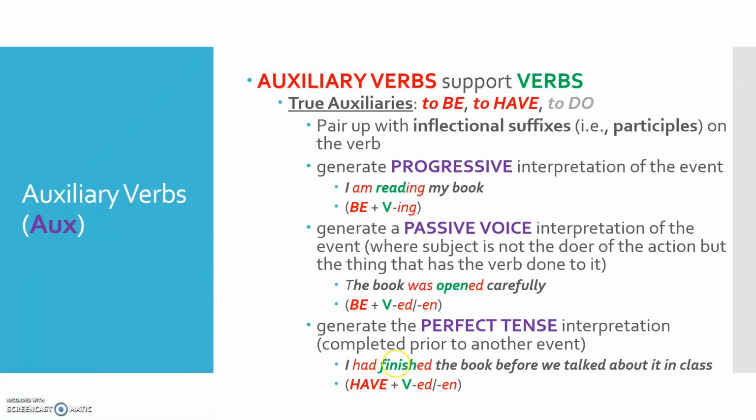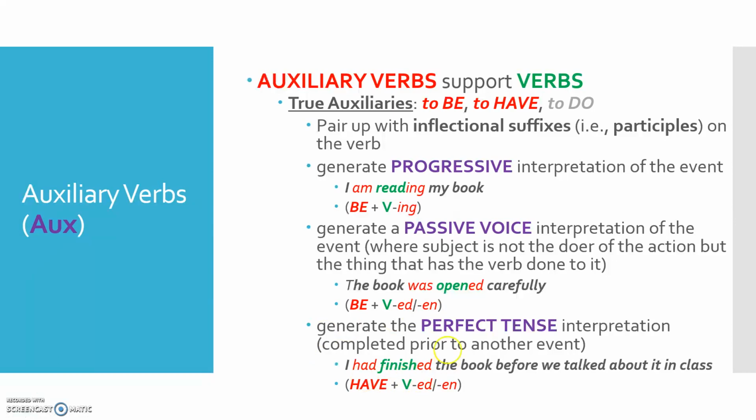Okay, the third kind of pairing is pairing the auxiliary verb to have with the past participle suffix, and this is what we use to generate the perfect tense interpretation. This is a tense, an expression of tense, so the timing of the event. When did an event take place in time? And the perfect tense means it happened prior to some other event.